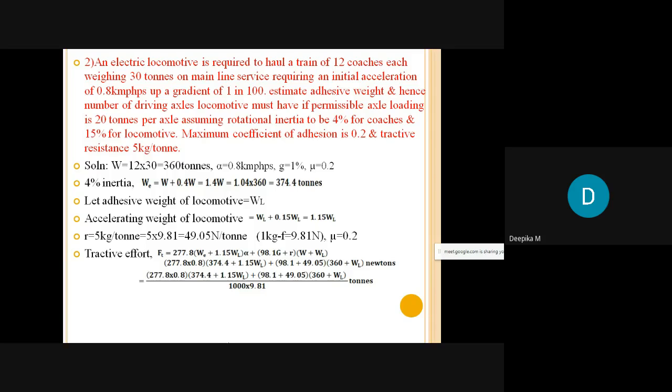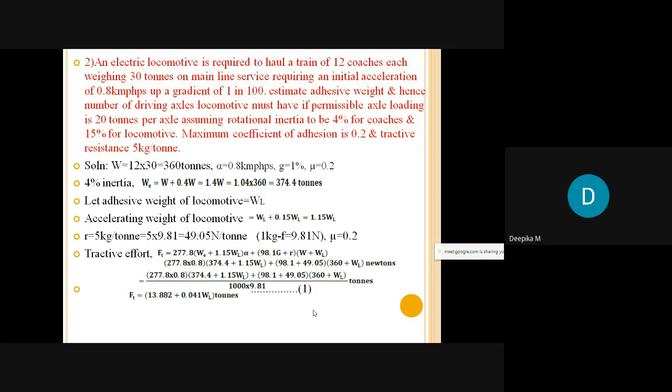Let us rearrange this, and let us convert this Newton to tons. Because if you want to equate the two equations with respect to the tractive force, they should be in the same unit. The coefficient of adhesion is again in tons, hence we need to convert it into tons. How do I convert into tons? By dividing the answer by 1000 into 9.81. Hence, we will get 13.882 plus 0.041 WL ton. So this is the tractive effort. Let this be equation 1.